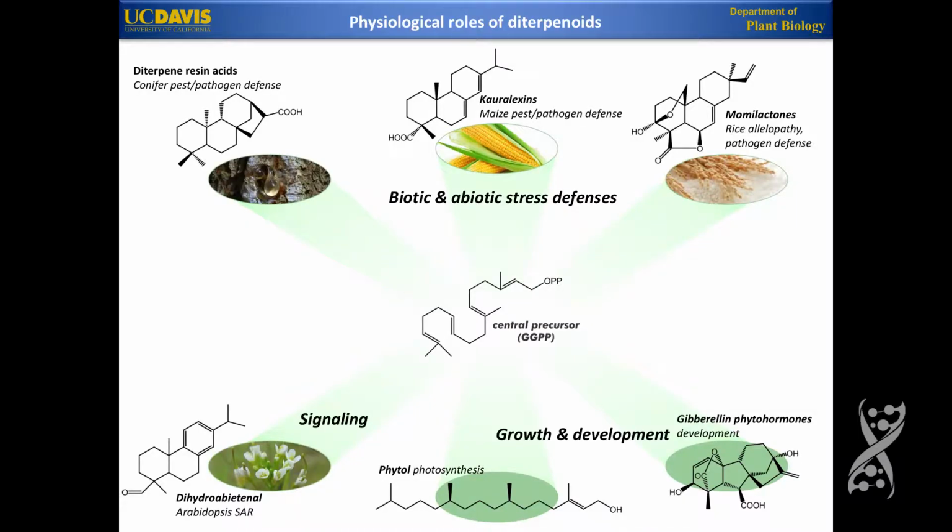So the sap of the coniferous tree is almost exclusively derived from terpenoids and diterpenoids that are used against pathogen and insect defense. But also in many of our food and energy crops like maize and rice, they have very prominent diterpene groups that play a key role in defending the plants against pathogens in particular.